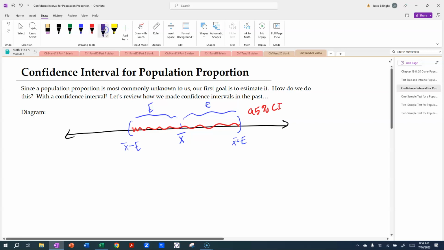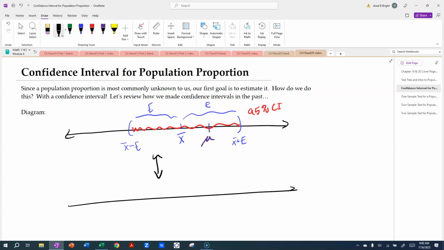And then when we wrote that, we had the understanding that there's some level of confidence associated with it, and maybe the population mean was in there, maybe not. But the idea is that if we made 100 of these 95% confidence intervals, 95 out of the 100 would contain the population mean. Same thing for population proportion.